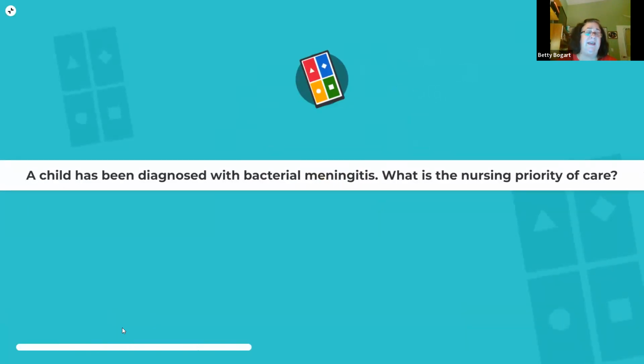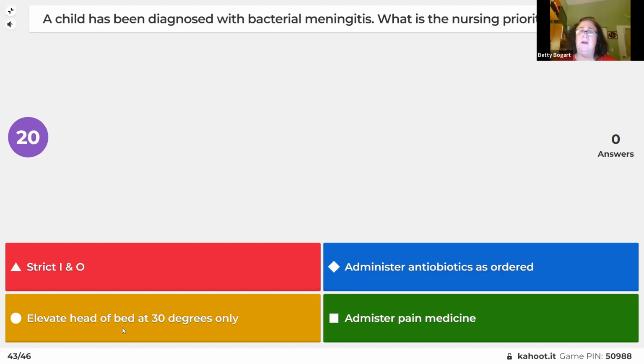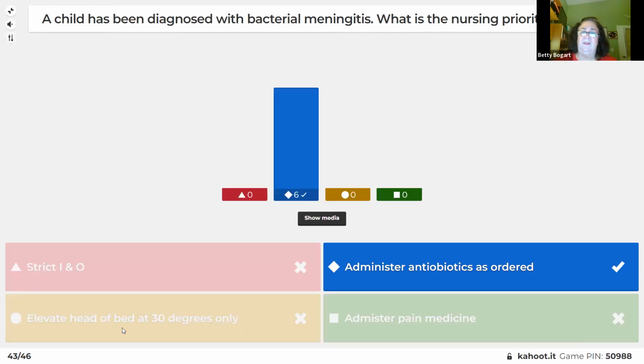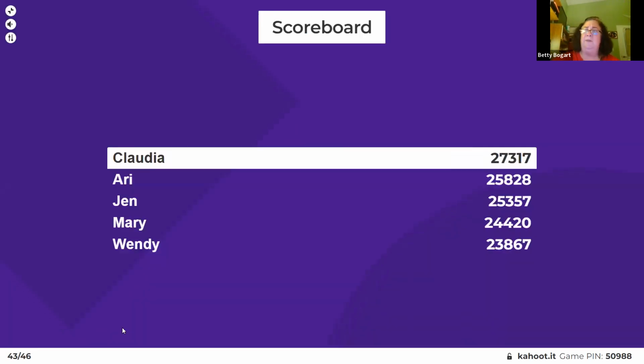A child's been diagnosed with bacterial meningitis. What is the nursing priority of care? What are you going to make sure that you do for this child? What do they need the most to get better? And those are those antibiotics. Excellent, very good. Absolute priority.